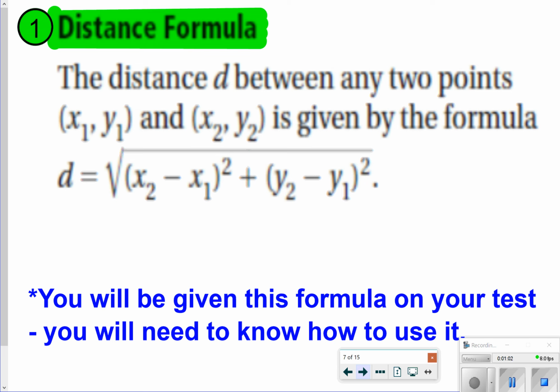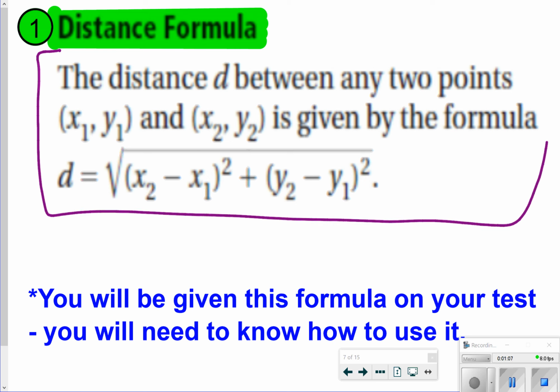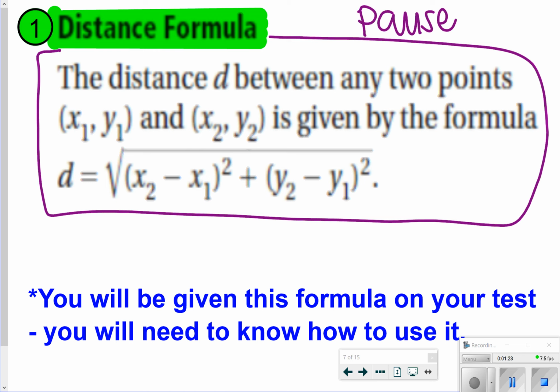So what we're going to do is go ahead and copy this down for number 1 on our notes. The distance formula between any 2 points can be found by finding the square root of x subscript 2 minus x subscript 1 squared plus the same thing for y2 minus y1 squared. Let's go ahead and pause so you can write down number 1, and then in number 2 you're going to try it to see how it goes.